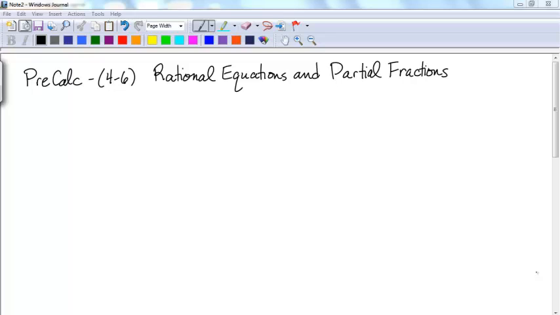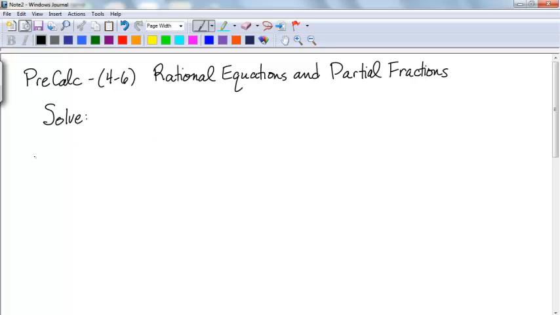Okay, so we're going to go through rational equations and partial fractions. First of all, a rational equation. When you see a variable down in the denominator, then you know it's a rational equation. I'm going to go through and do this by example. You would have solved these in Algebra 2, so this part should be some review. And they will generally just say in the directions to solve.